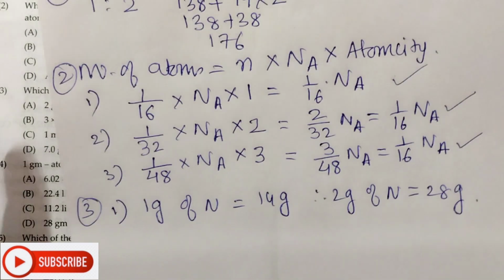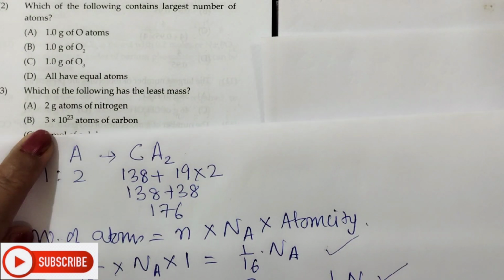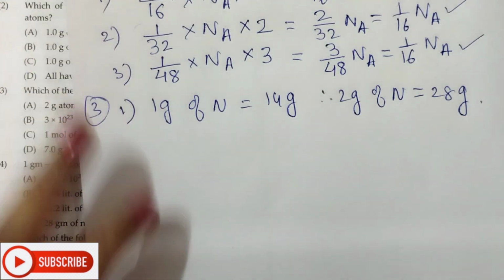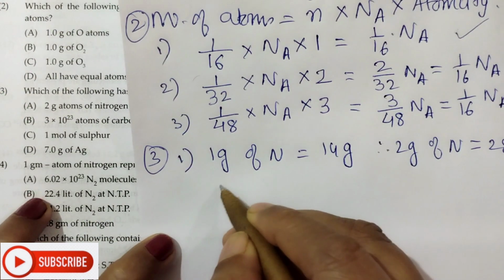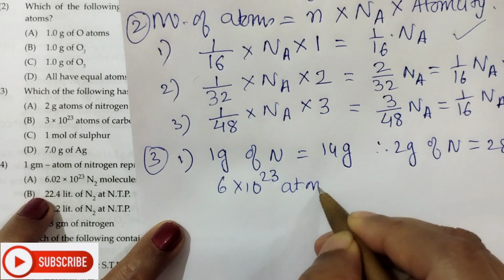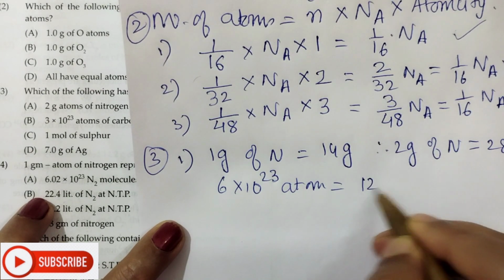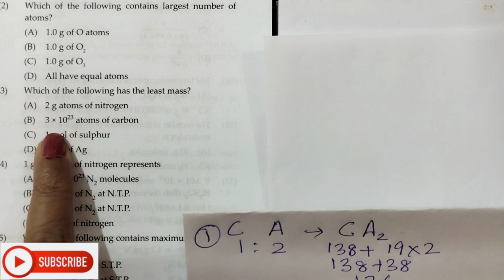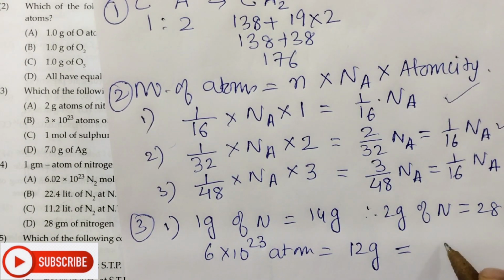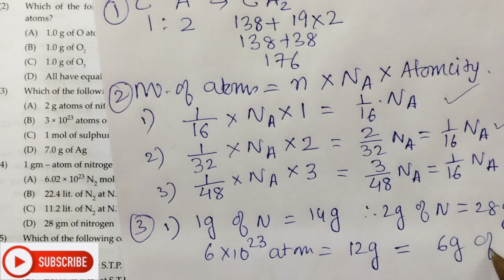Right students? See the second option, what they have given: 3 into 10 raised to 23 atoms of carbon. Now you know that if I take 6 into 10 raised to 23 atoms of carbon, then it will be 12 gram. Now here they have given 3 into 10 raised to 23 atoms, means it's just half. So how much it will be? It will be 6 gram of carbon.